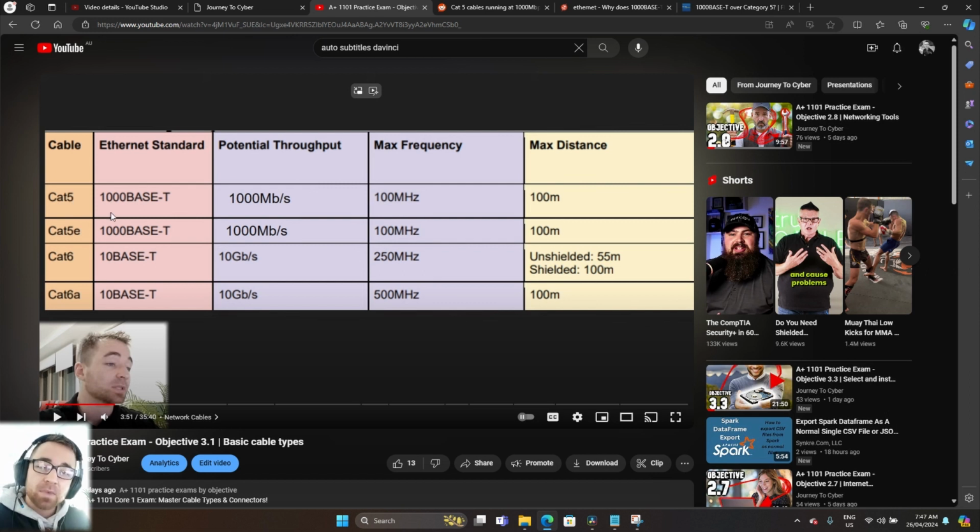So what does this mean for you? What does this actually mean? What this means is this is the information I want you to recall. Because in terms of the difference between Cat5 and Cat5e, you're not likely to be asked such a nitty-gritty specific question on this particular topic about the difference in potential throughput between Cat5 and Cat5e.